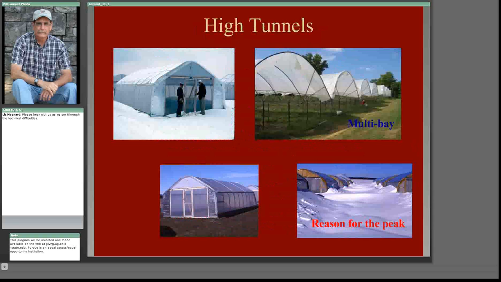High tunnels, there you go, in the wintertime, and the reason for the peak, you can see it down in the corner. That's what it looks like at Penn State at our high tunnels in the wintertime. The other thing you want to do is give your tunnels room, because do you want to be out there shoveling all that snow to keep it from climbing up the sides of your tunnels? Probably not. Multiple bay tunnels there, and that's what a high tunnel looks like. It could look like a greenhouse, but it's not.